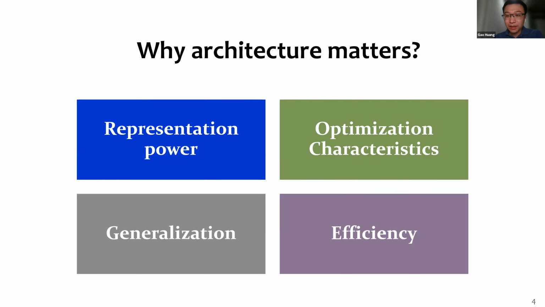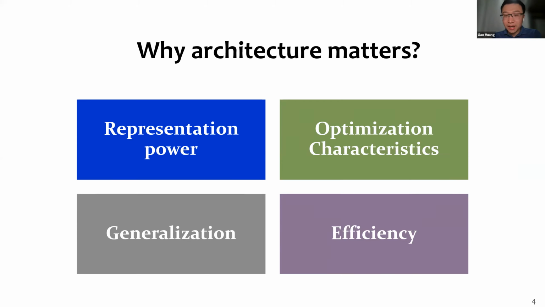So basically, there are 4 key factors. First, the architectures affect the representation power. Different architectures may have different representation power, and many of the successful networks have very high representation power, such that they can fit complex functions and handle very complex tasks.